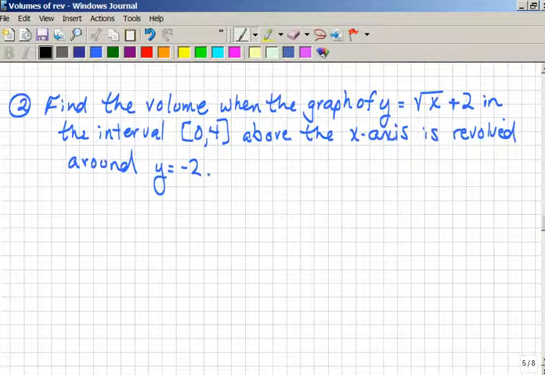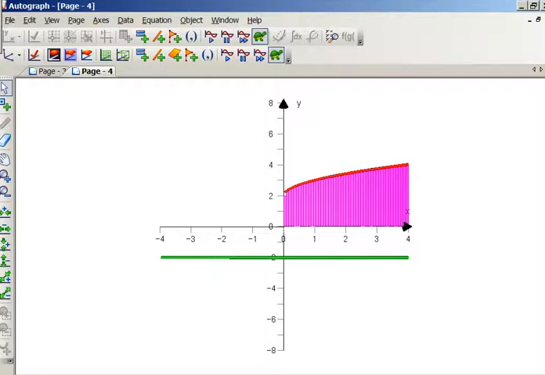So here is the problem. Let's go to the graph. Okay, so we've got the red graph, which is the square root of x plus 2. And it's bounded by the y-axis on the left, and it's bounded by the x-axis on the bottom. So the area is the pinkish region. And we're going to take that region and we're going to revolve it around the green line. Now the green line is y equals -2. So let me do the revolution here.